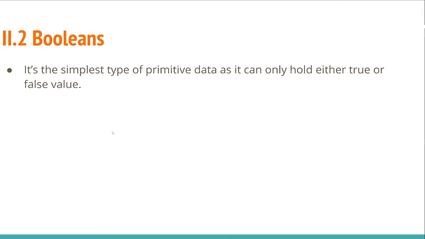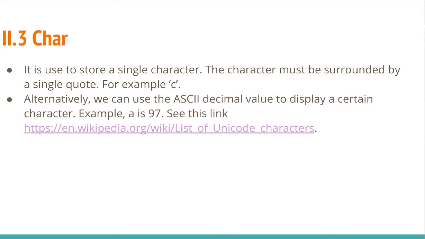And then we have the booleans. It's the simplest type of primitive data, as it can only hold either a true or false value. And finally, we have the char. It is used to store a single character. The character must be surrounded by single quotes, for example, single quote, C, single quote.